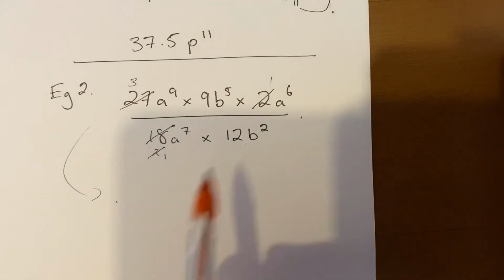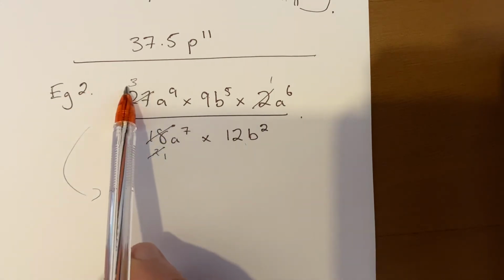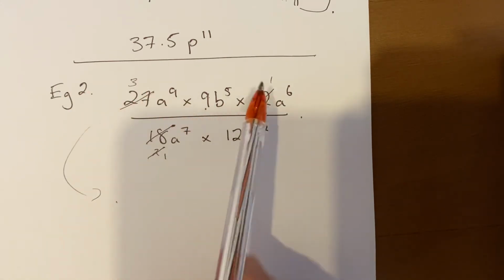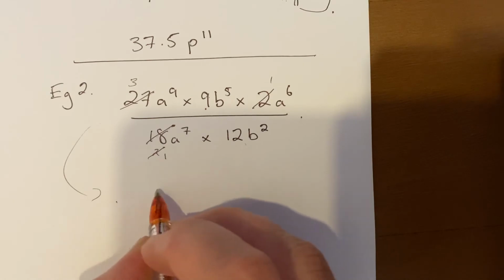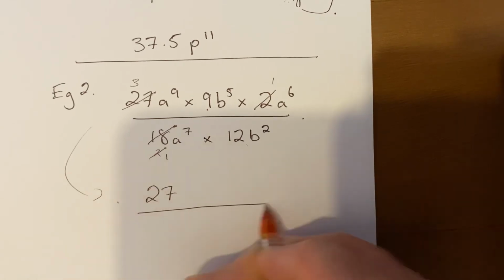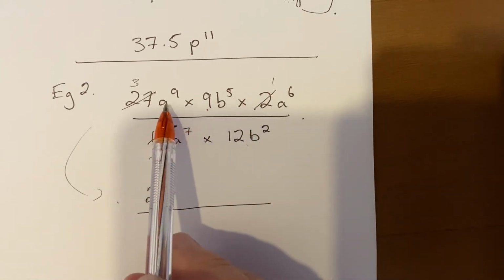Okay, now let's multiply the numbers. 3, 9, and 1. So 3, 9, 1. That gives 27 on the top line, just numbers. What about the combined operations?